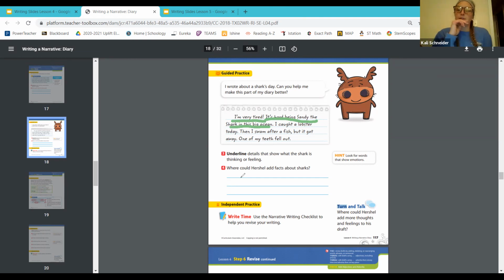He caught a lobster and he swam after a big fish, but it got away. Well, he could definitely add a fact about him there. He could say something about how the other fish are afraid of predator sharks, right? That's why he swam away. So then, I swam after a fish, but they're afraid because I'm a predator, so it got away. So that's definitely a fact that he could have included.